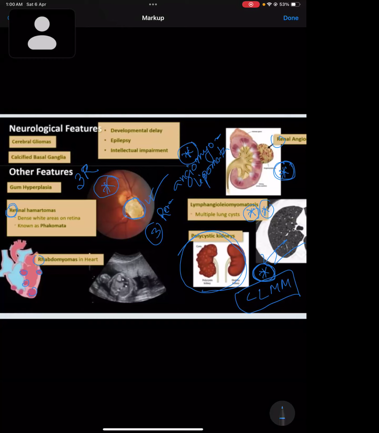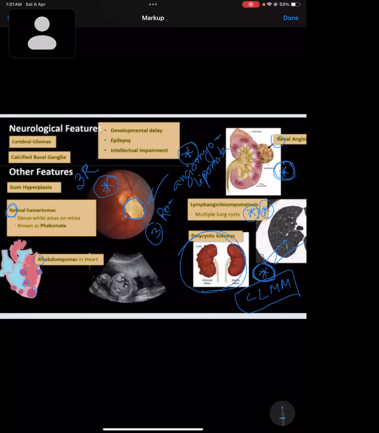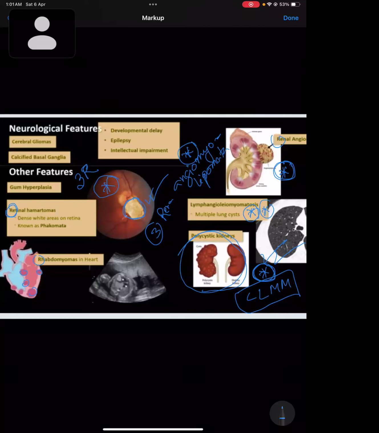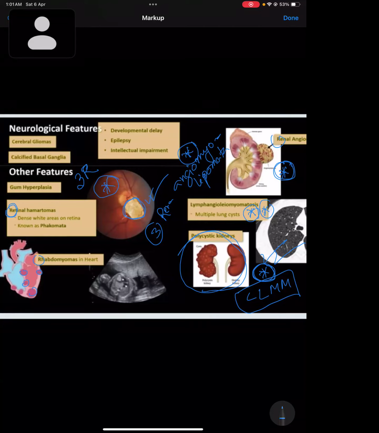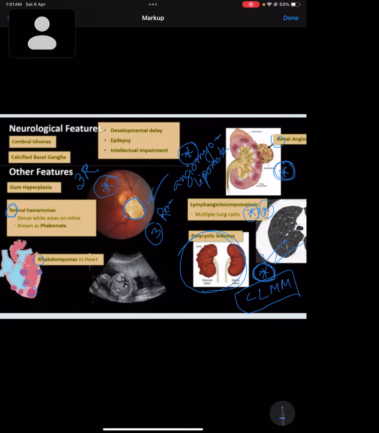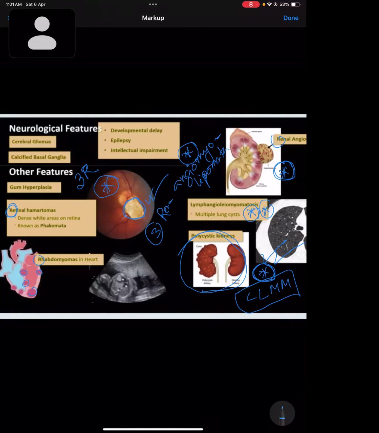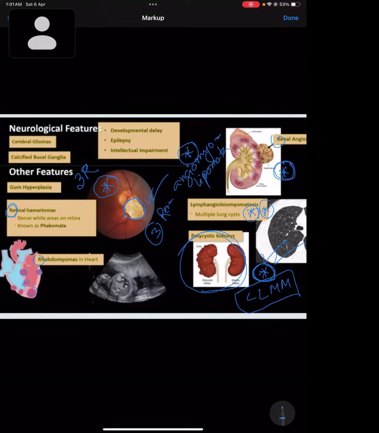Just tuberous sclerosis: the genetics, this is autosomal dominant, the number of the chromosome, the name of the gene loci, and the features. Features: neural features, dermal features, and these extra features. Neuronal feature, dermal feature, and the extra features of this picture. That's it. You finish your tuberous sclerosis.